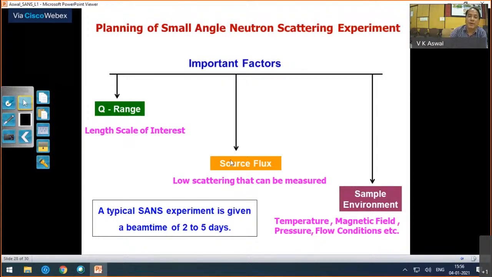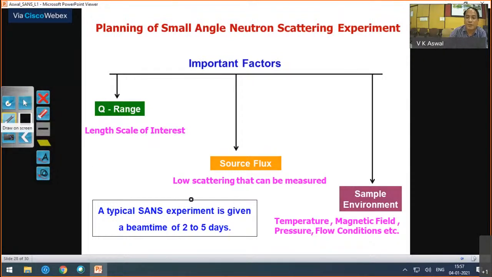And then also, what is the source flux? The sources are known by the kind of flux they provide. Sometimes people come with a sample and you don't get enough scattering, and the reason may be that the scattering is very, very low. So you should also have some idea of what kind of scattering you are looking for from the sample. If the contrast is poor, you cannot see. If the size of your scattering object is very small, you cannot see. If the thickness of your sample is very low, you cannot see. So it's very important to know what kind of scattering you are trying to look at.